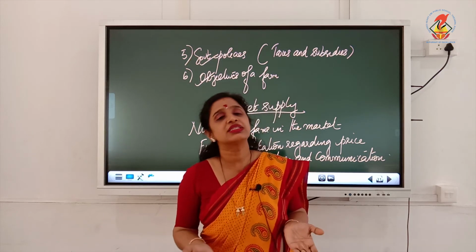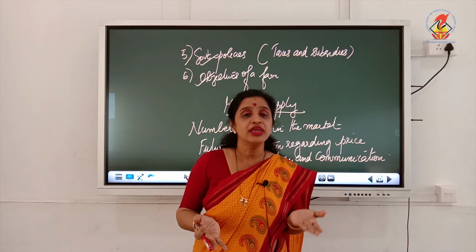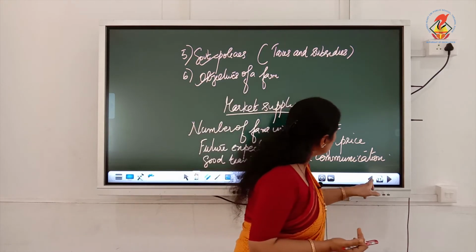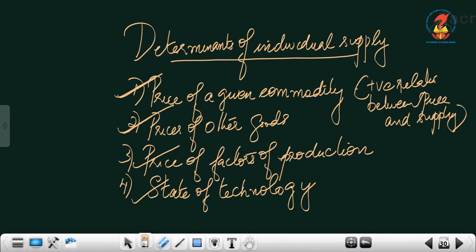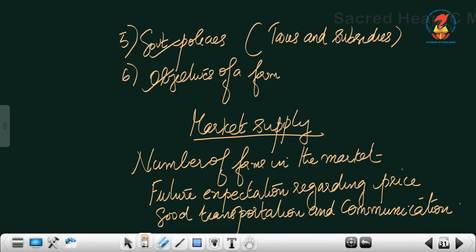So, all these are the factors which influence the individual supply. The factors which influence individual supply are price of a commodity, prices of other goods, prices of factors of production, state of technology, government policies and objectives of a firm.